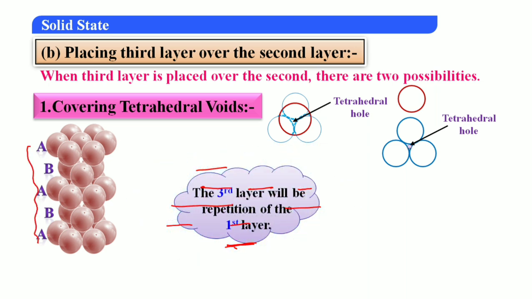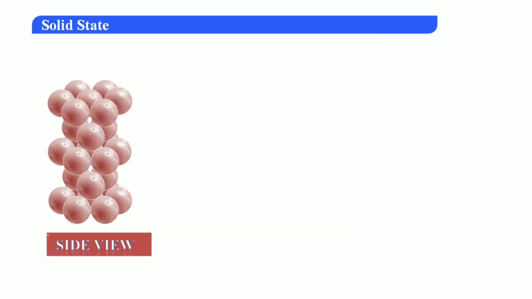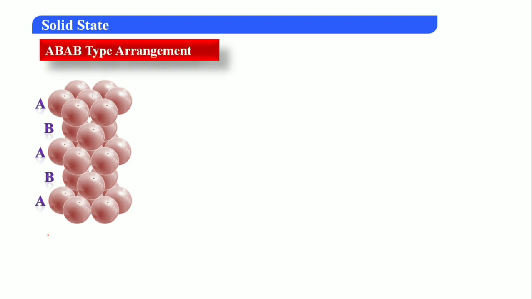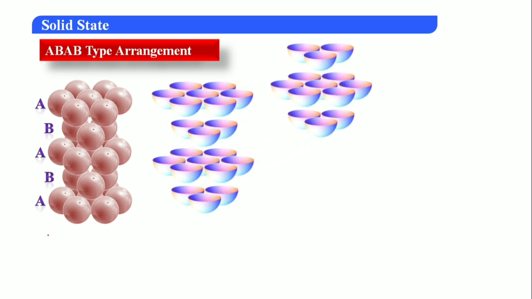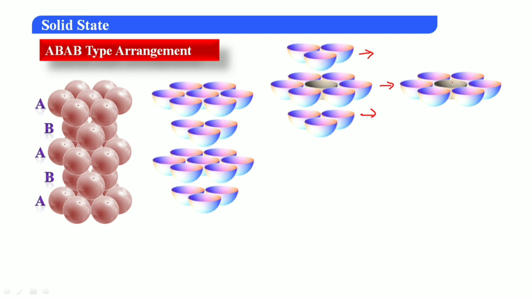So the third layer will be a repetition of the first layer. Now in this view we can understand very clearly, this is AB type of arrangement, correct? So now you can see, I will remove half of the spheres out. Now you can see, we can easily understand this. This I will remove out, right? This I will keep on this, and this I will keep here. And here already remember there are 6 spheres surrounding this one sphere, plus 3 above, plus 3 below.